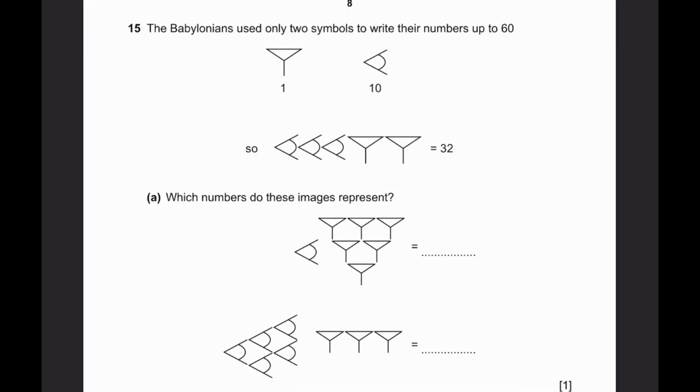Question 15. The Babylonians only used 2 symbols to write the numbers up to 60. This symbol is 1 and this one is 10. So 3 of this symbol, which is somewhat like an eye, and 2 of this symbol, which is a funnel. I'll call this eye and I'll call this funnel for now. So 3 eyes and 2 funnels is equal to 32. A. Which numbers are these images present? Well, there'll be 1 eye and 6 funnels, which means 16. And 5 eyes and 3 funnels, 53.